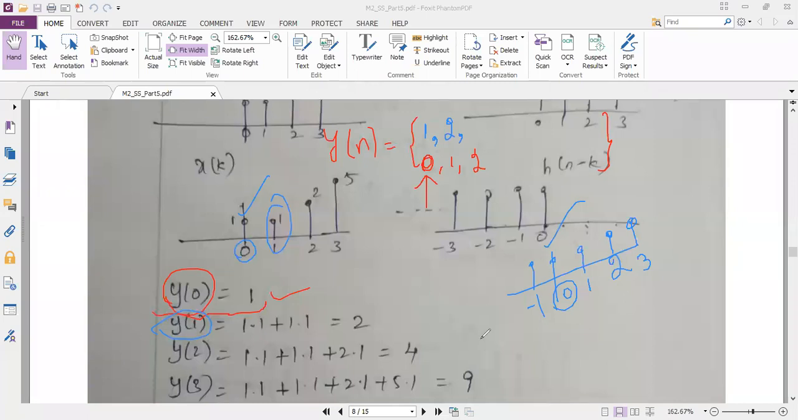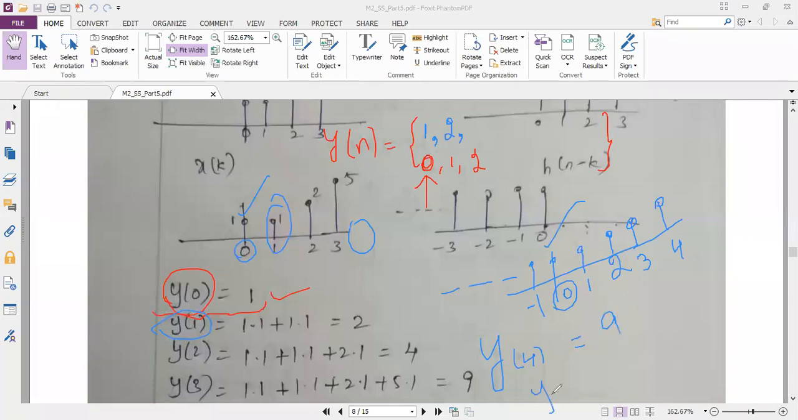Next output is y of 4. So for y of 4, further I will get one more sample at 4. Now understand properly. I am getting the sample at 4, but I do not have any sample at 4 here in x of k. So again, if you multiply, will you get the same output or different output? Just multiply and tell me. Same output, ma'am. Okay. Very good. So the answer is 9.